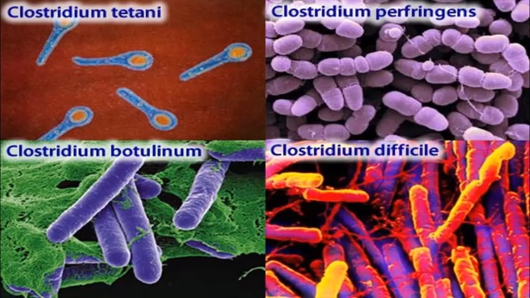Here are a few examples of Clostridium: Clostridium tetani, Clostridium perfringens, Clostridium botulinum, Clostridium difficile. These bacteria are rod-shaped and produce endospores. An important thing about these bacteria is that they are anaerobic. That is, they only survive in anaerobic conditions, where there is no oxygen. At normal oxygen levels, these organisms are not able to survive.